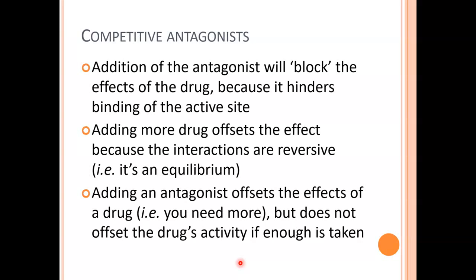Right, so a competitive antagonist blocks the effects of the drug because it hinders the binding. Adding more drug will offset the effect of a competitive antagonist. Adding an antagonist will offset the effects of a drug, so you can do it vice versa. So if someone's overdosing, for example, on an opioid, if you were to quickly administer a high concentration of an antagonist, you could knock out the opioid and effectively eliminate the overdose at that point. And that is what is done.